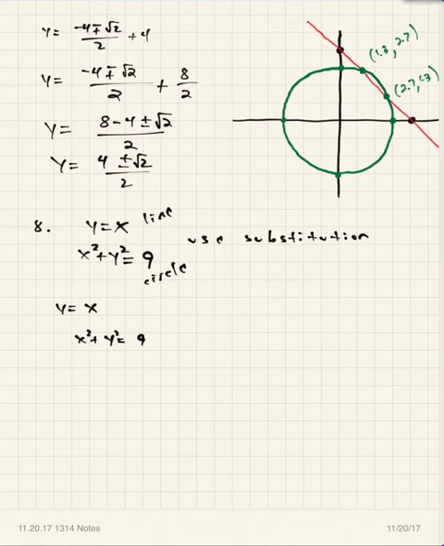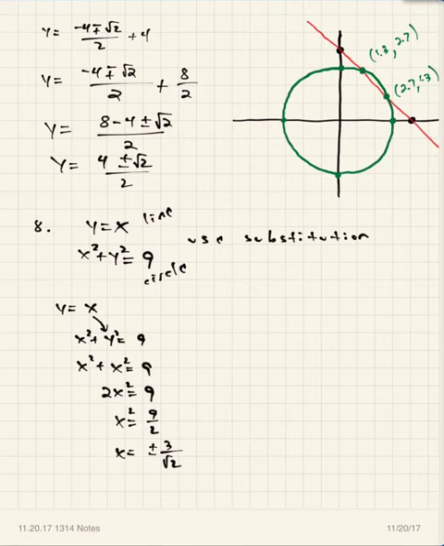And in place of y, I could simply write x, because the first equation is saying that y and x have got to be equal to each other. So when I substitute, I get x squared plus x squared equals 9. And so you get 2x squared equals 9. And so this is x squared equals 9 halves. Take the square root of both sides of the equation, and you get plus or minus 3 over the square root of 2. And so that would be our x values.